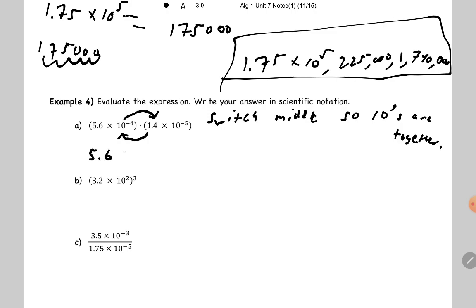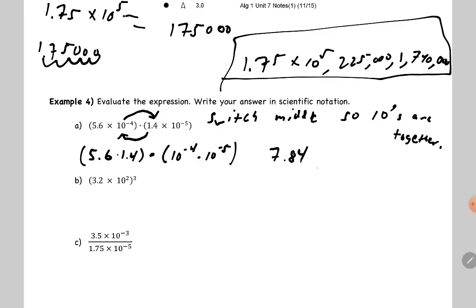Okay, so 5.6 times 1.4. And then 10 to the negative 4 times 10 to the negative 5. Okay, so we just multiply these two numbers, 5.6 and 1.4. That'll give us 7.84.